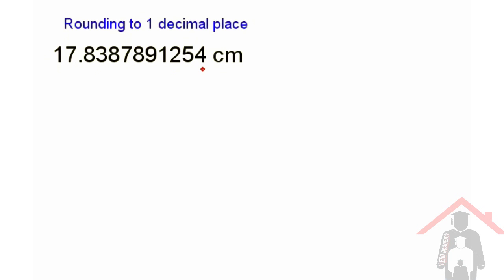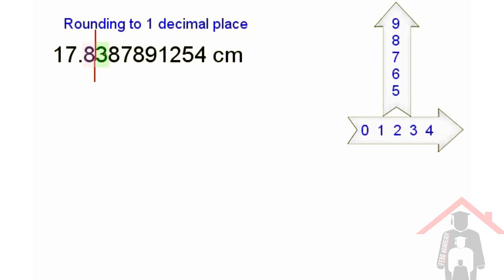To round this number to 1 decimal place, we do the following. Count one number after the point, then draw a line down. We're now looking at the first number after the line. If this number is 5, 6, 7, 8 or 9, then this number here has to go up 1. If this number is 4, 3, 2, 1 or 0, then this stays the same. Because this is 3, it's going to stay the same. So this number, rounded to 1 decimal place, is 17.8 centimetres.